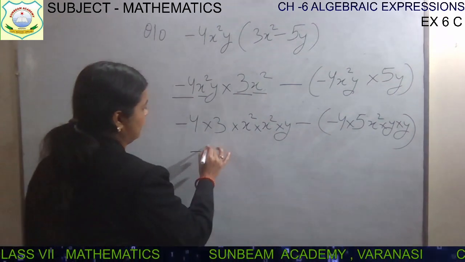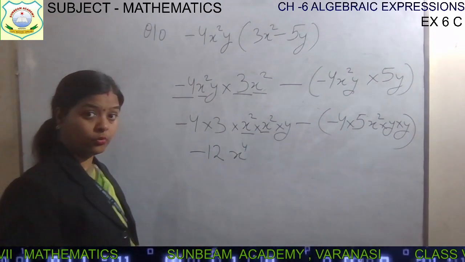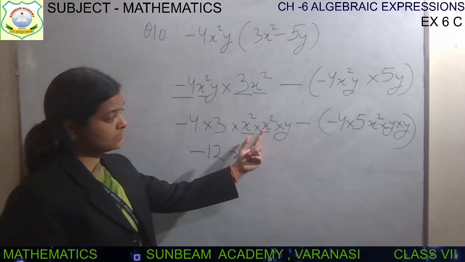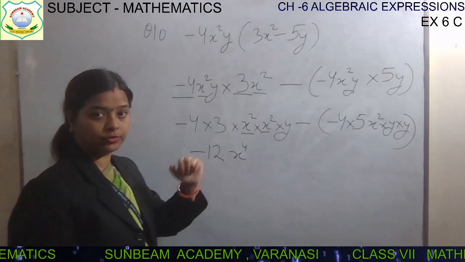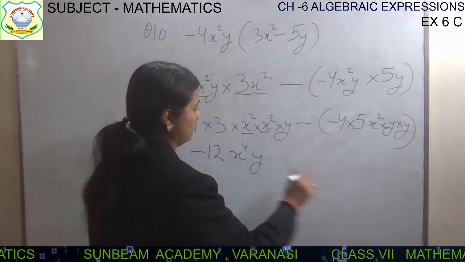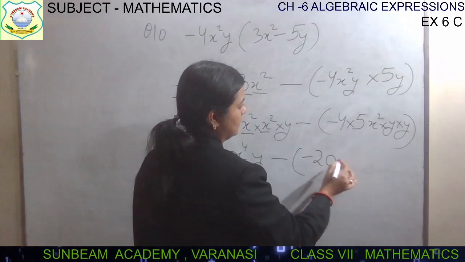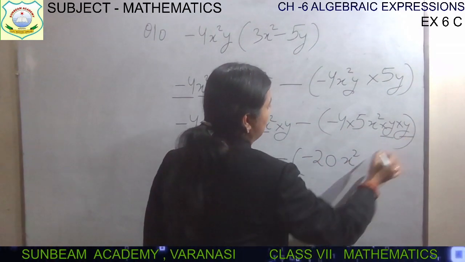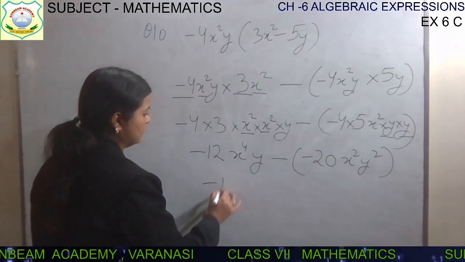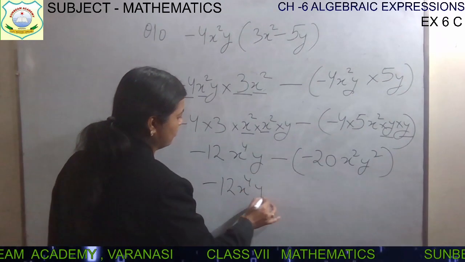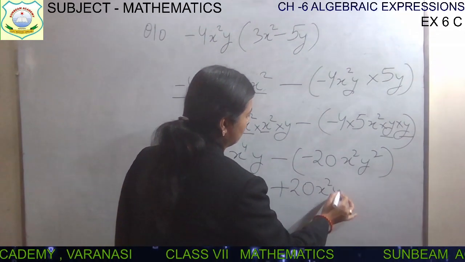So we have collected the numbers and variables side by side. 4 3s are 12, minus 12. x square into x square, x to the power 4. Variables are same, we are multiplying them, so their power will be added, it will be 4. And then y is alone. Now here minus 4 5s are 20, minus 20, x square, y and y, 2 y's are there, so y to the power 2. So minus 12x to the power 4 y, minus will become plus 20x square y square.